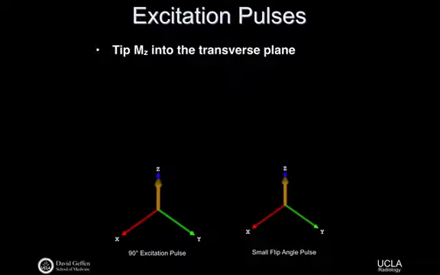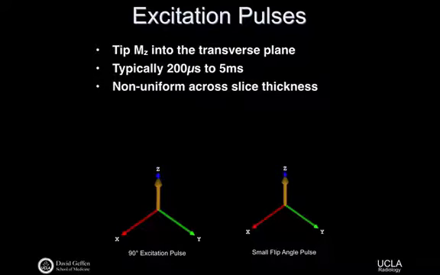So excitation pulses, what do they do? Well, we know they tip the MZ magnetization into the transverse plane. We can do it quickly, a couple hundred microseconds, maybe a few milliseconds. They can, in fact, be non-uniform across the slice thickness, right? Meaning that the flip angle you get, you might prescribe it, you might want it to be 90 degrees, doesn't mean you get 90 degrees through the slice thickness. Just like we saw phase differences across the slice thickness, you can also get amplitude differences across the slice. Whether or not that's important to you depends on exactly what you're trying to measure, but good to recognize.